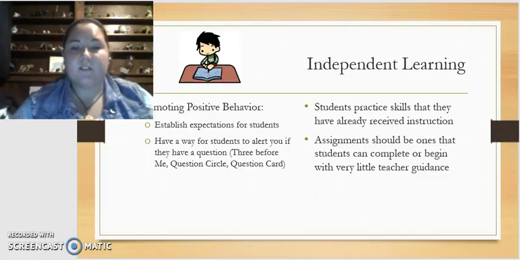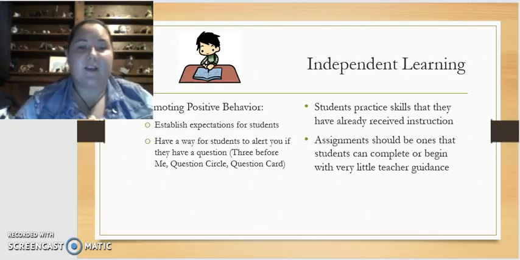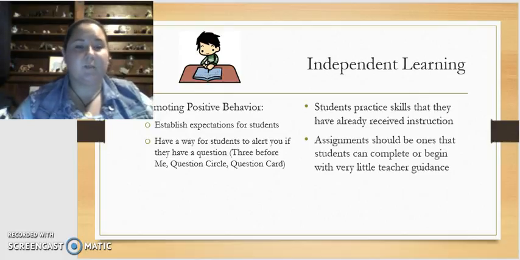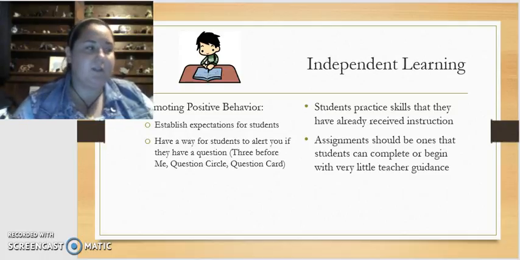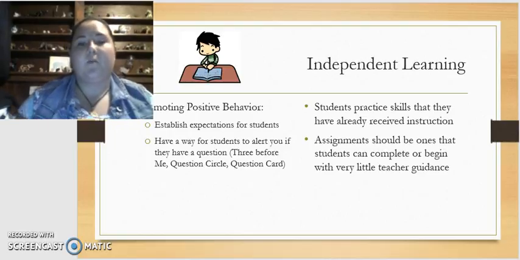In classrooms that I've worked in, they did 3 before me, so they asked 3 students before asking the teacher. And another one I've heard of is question circle, where if the student has a question and nobody can answer their question, they can go stand in a specific circle on the floor, and that lets the teacher visually know that they have a question. And there's also a question card, where they put a question card in their slot so the teacher knows that they have a question.